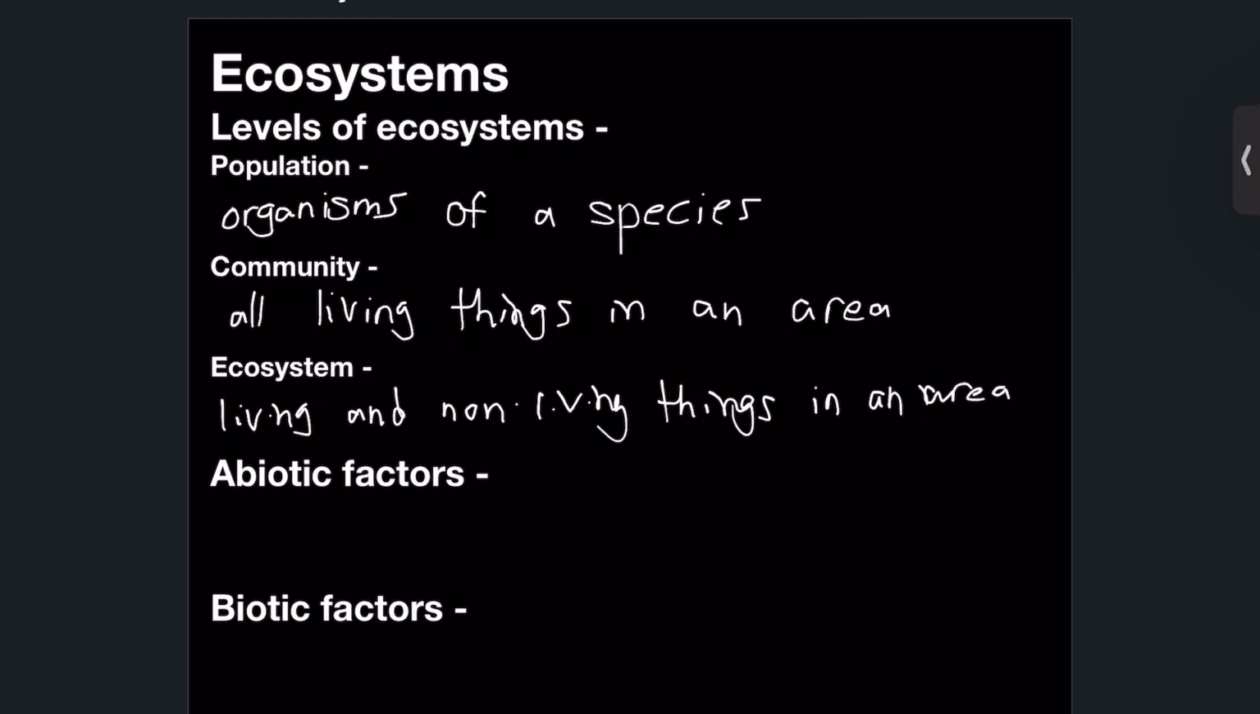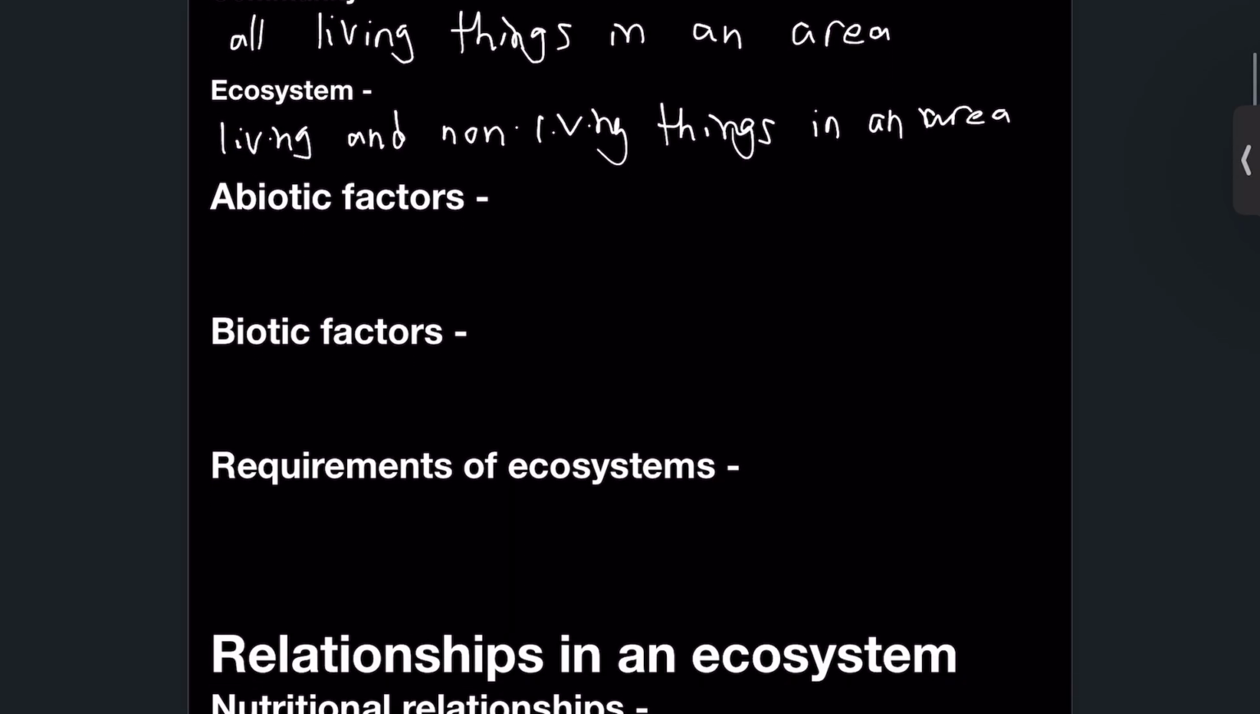So now we're going to look at what abiotic factors are. Your abiotic factors are all the non-living factors that affect an ecosystem. Some examples of these that are important are things like soil and the nutrient content in soil for plants, the amount of water in an ecosystem, the oxygen levels, and the temperature. These are all examples of abiotic factors that affect an ecosystem.